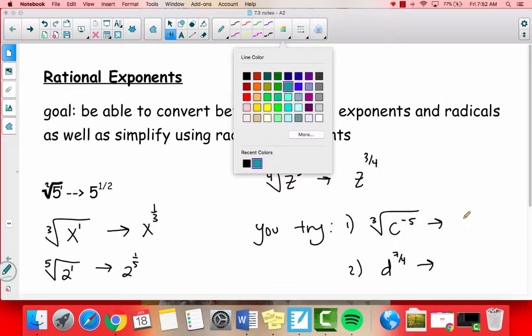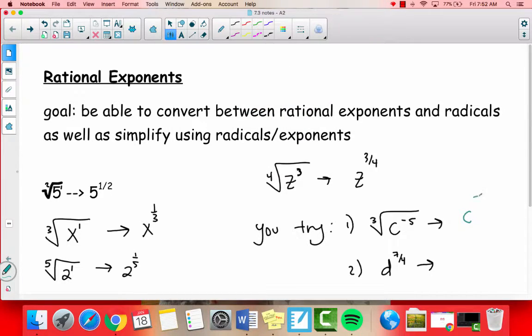For this first one, you should have gotten c to the -5/3. And this is something where we have to remember our exponent rules, because you could change this to 1 over c to the 5/3, because remember, negative exponents get flipped to the denominator. And then in number 2, you could have rewritten this as the 4th root of d to the 7th. The index is the denominator, the top number is our exponent with the letter. And we're done. All right, so that's the basics of rational exponents.